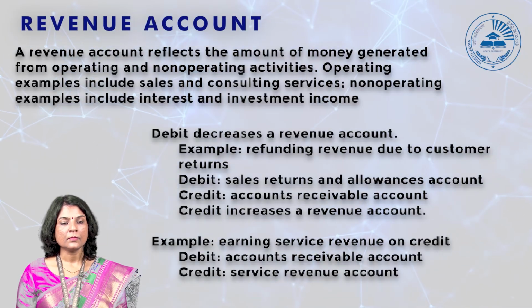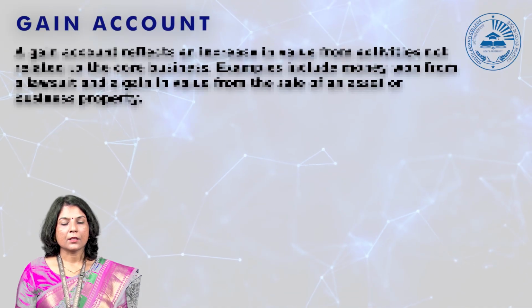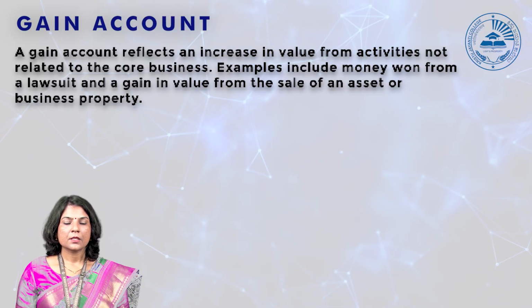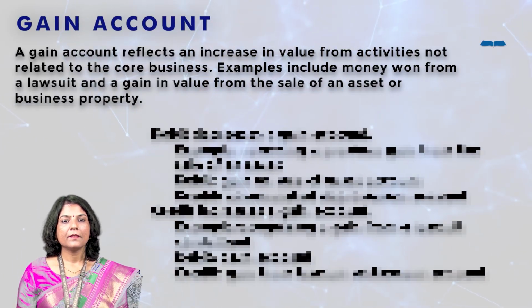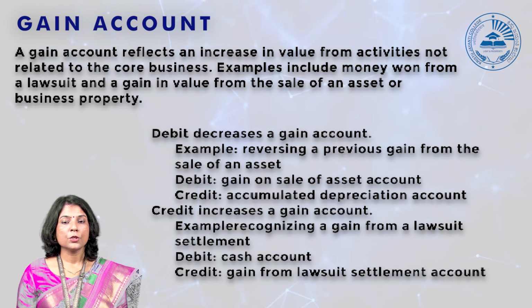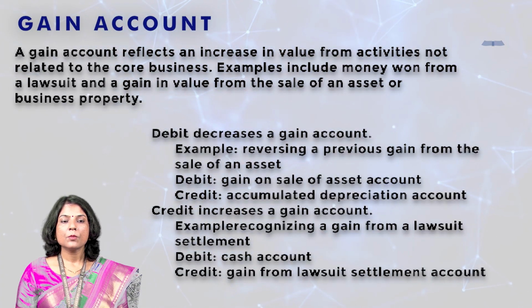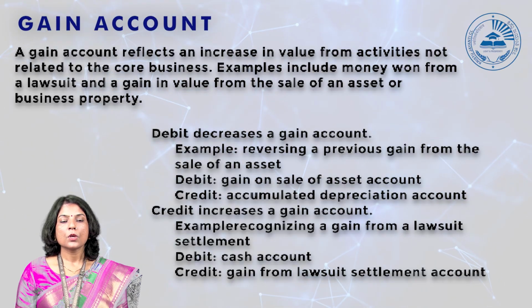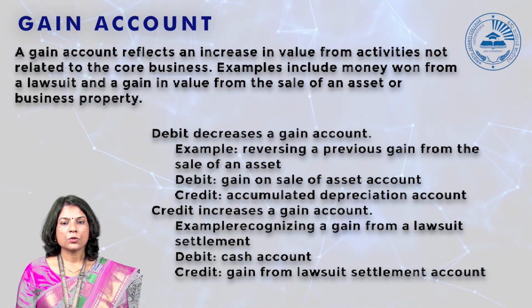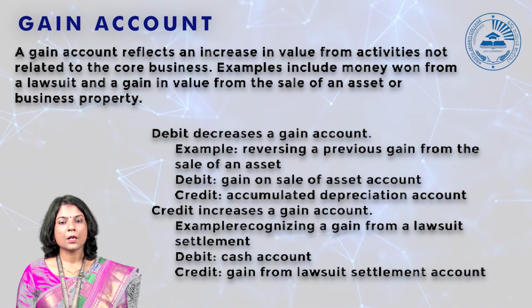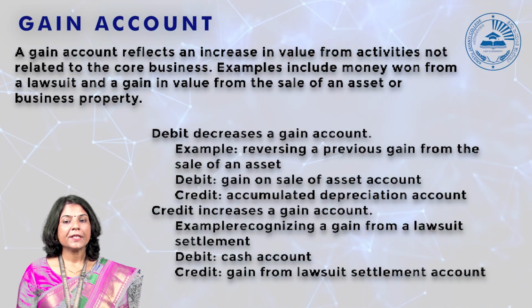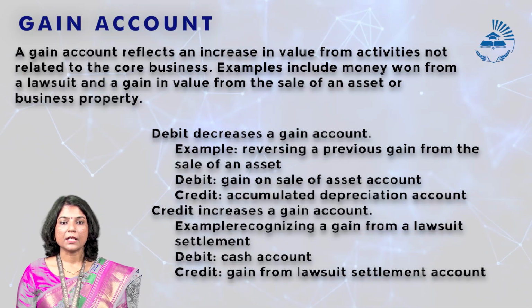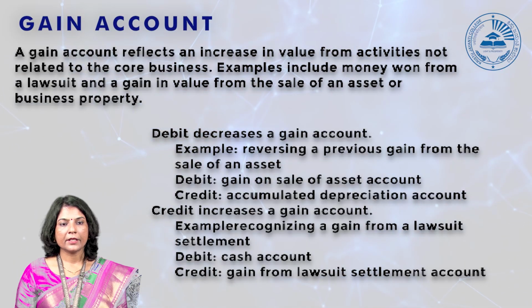Another type is the gain and loss account. First I will discuss the gain account. What is a gain? It reflects an increase in value from activities which are not related to the core business, or you can say non-operating business activities. Whenever there is income from non-operating business activities, it is recorded in the gain account. Examples may be money won from a lawsuit: the company has filed a case and gets some amount of money from it. Or a gain in value from the sale of an asset or any business property. It comes under the gain account.